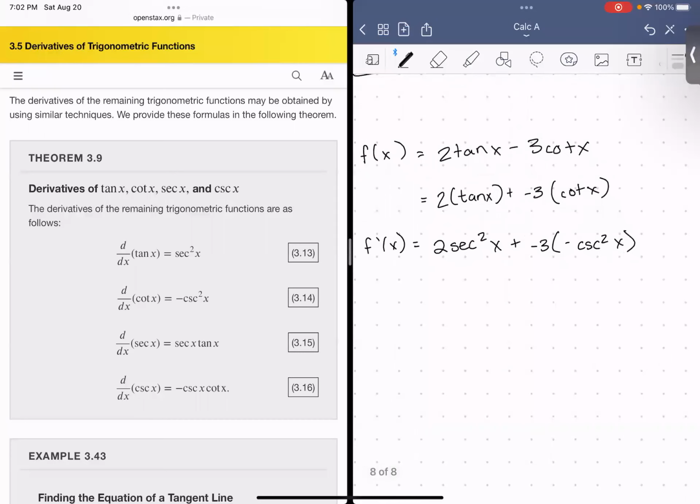Okay, now we're going to simplify this even further by getting rid of these negatives right there. So then our final answer is going to be 2 secant squared x plus 3 cosecant squared x. And that is going to be the derivative of the function above.